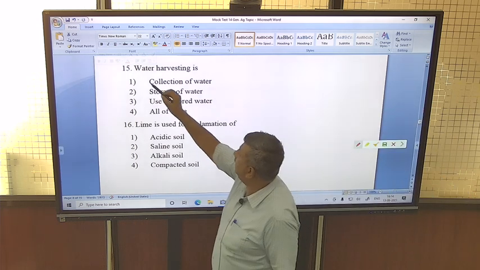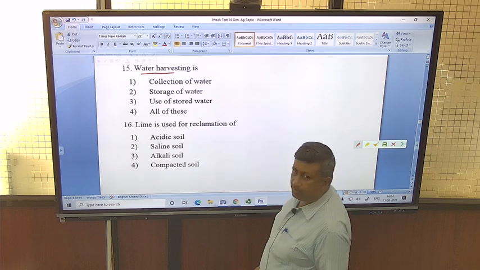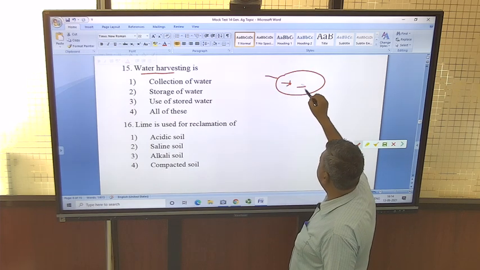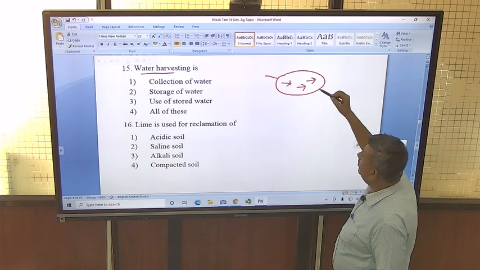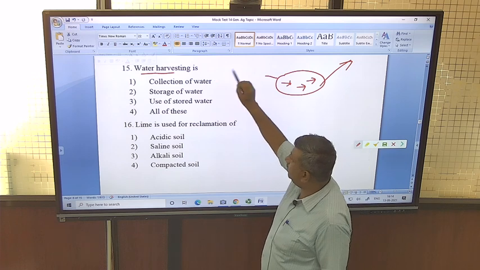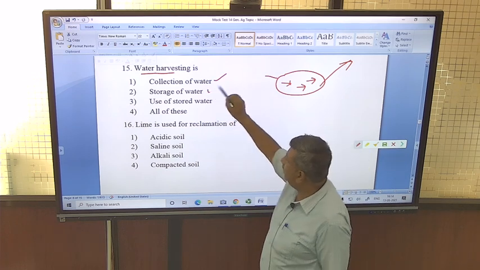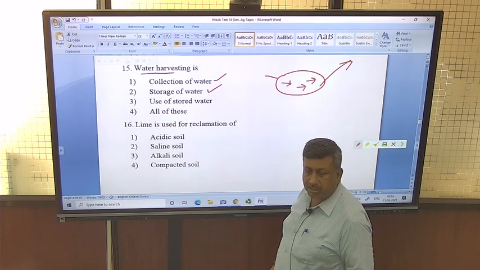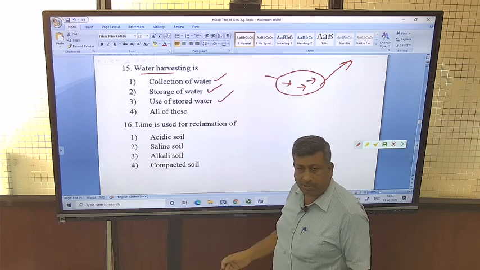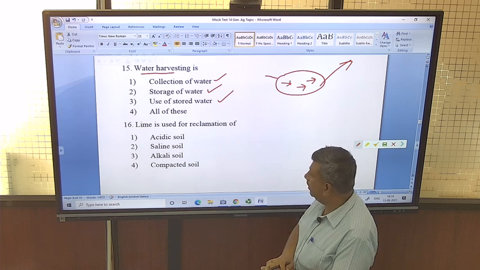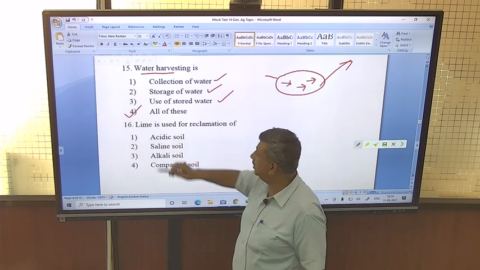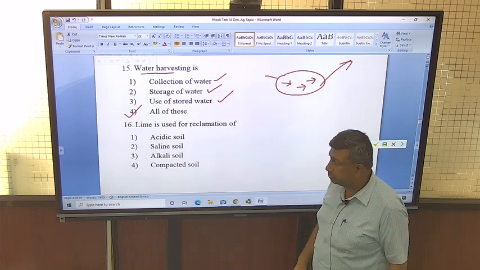Water harvesting: first, water is collected into a pond, then it is stored for a longer period, and then it is used for irrigation. So collection is definitely there, then water is stored in ponds, and then it is used for irrigation or crop raising in agriculture. That's why water harvesting is all of these: collection, storage, and use.